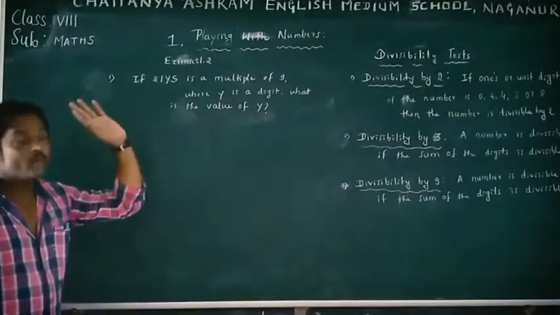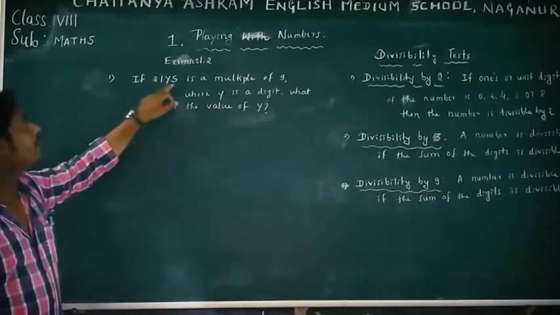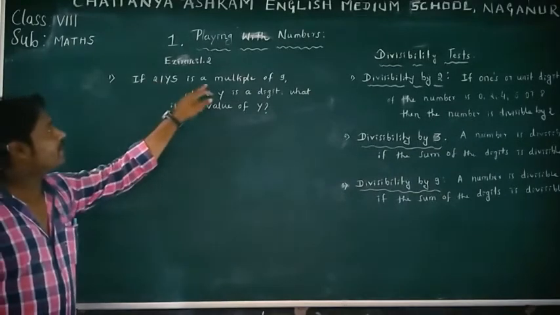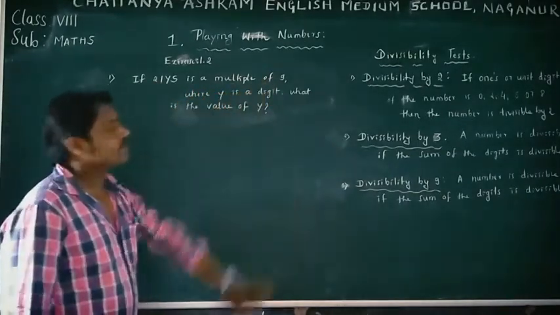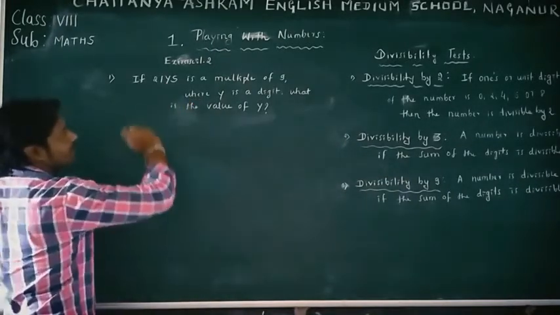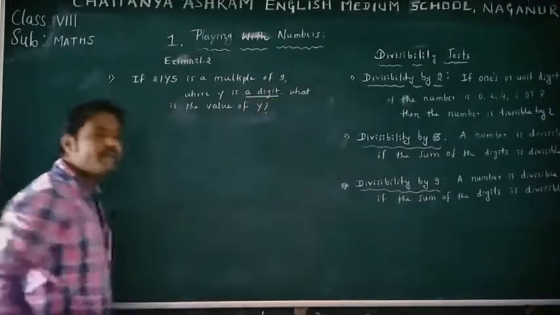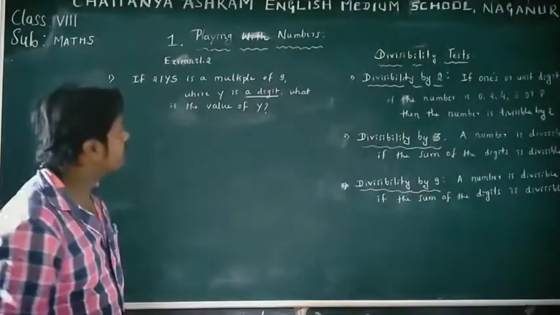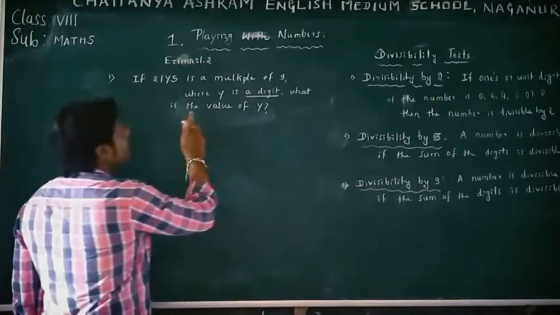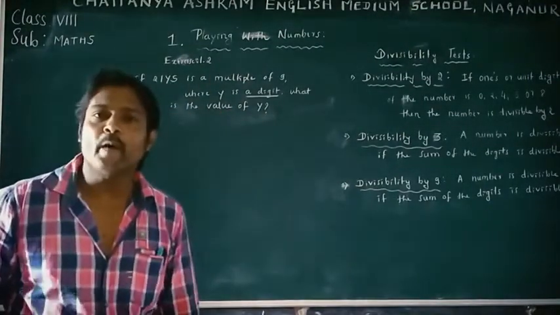Exercise 1.2. The first question is, if 21y5 is a multiple of 9, where y is a digit, meaning a single digit, what is the value of y?